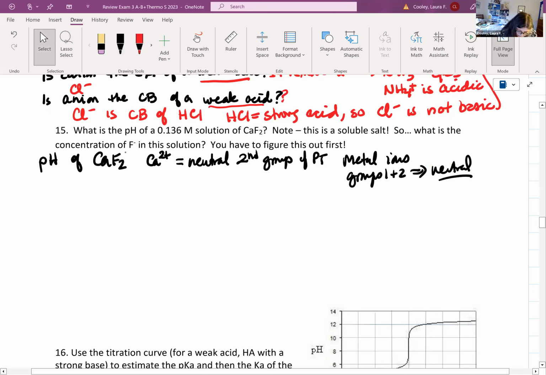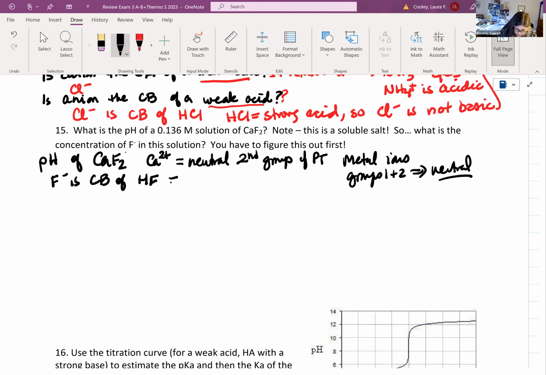Okay. F minus is the conjugate base of HF. And so it's basic. So this is a basic salt. Okay.